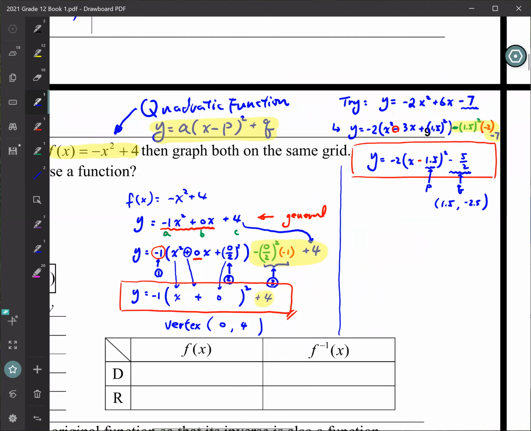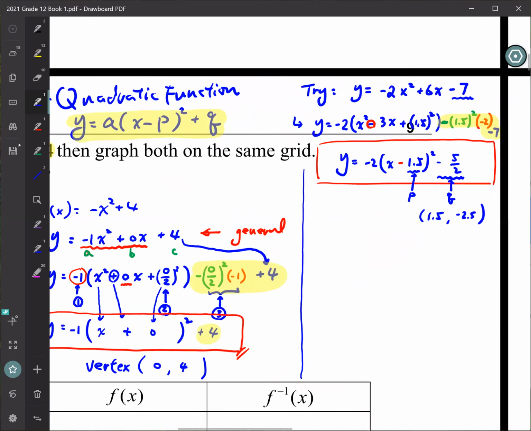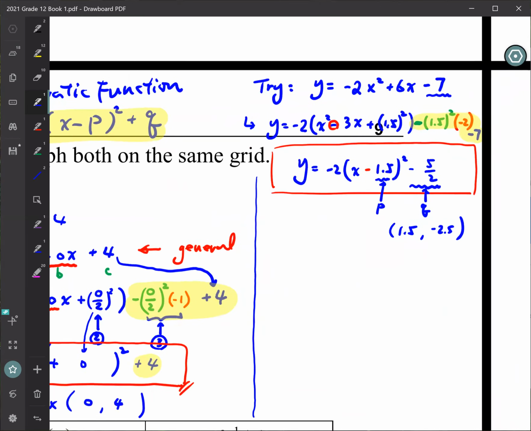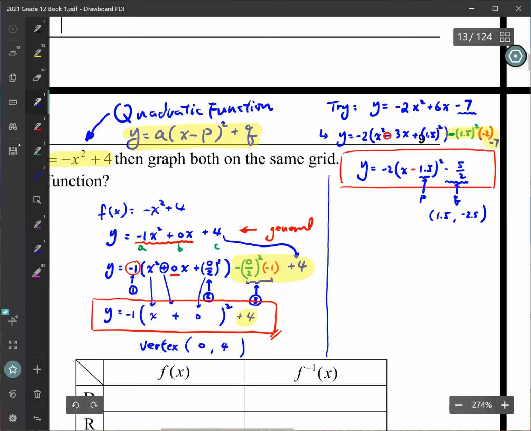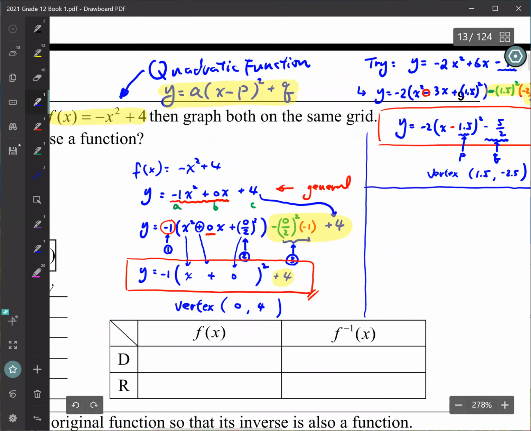Yeah, so back to here, the example you were trying, the P is 1.5 because that's after the X, and it has to be after the minus. Q is outside the brackets, so negative 5/2. That's the Q. Vertex. All right, so we got our vertex.